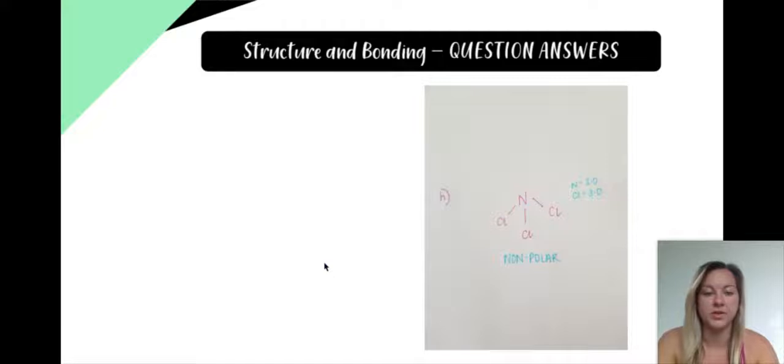I don't know why H just came up first, but we'll just do H first. H has N, nitrogen bonded to 3 chlorines. Nitrogen and chlorine have the exact same electronegativity. There is no difference, so these 3 bonds are non-polar bonds, and the molecule itself is non-polar.